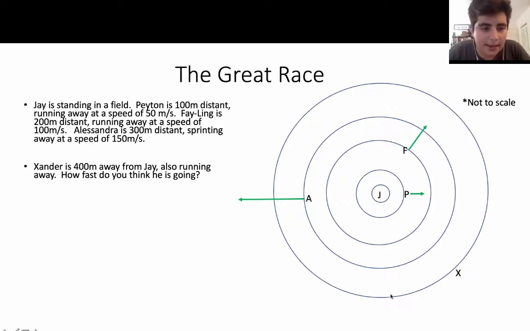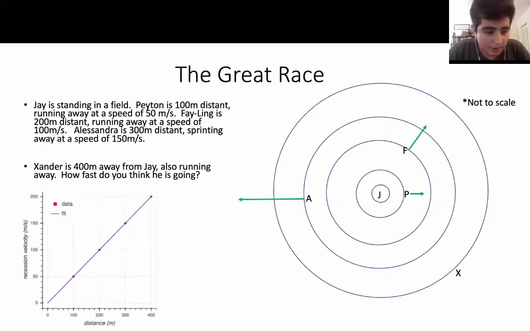And now it asks: Xander is 400 meters away from J, and he's also running away. How fast do we think he's going? So you can already sense a pattern. For every 100 meters, their speed increases by 50 meters per second. But the best way to solve problems like these is to look at it visually.